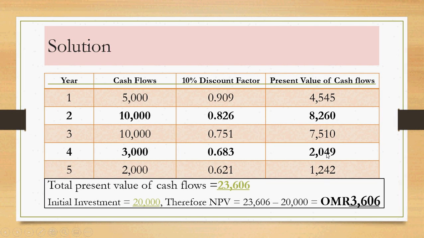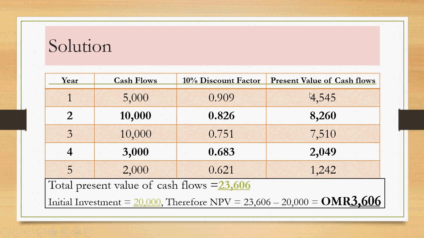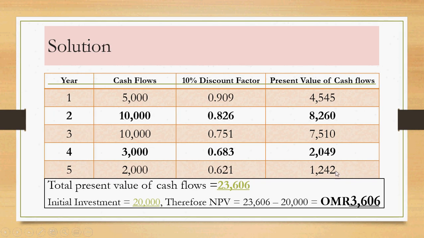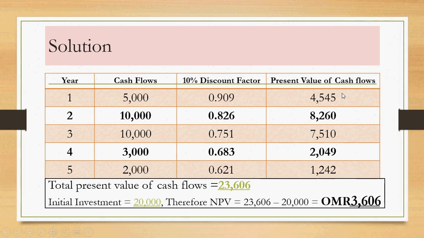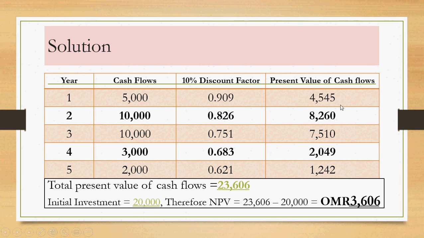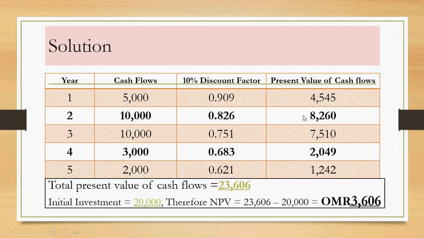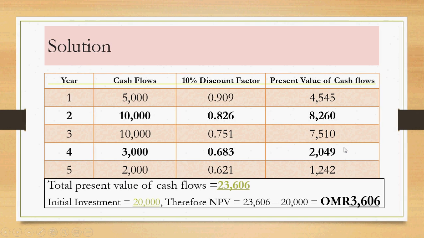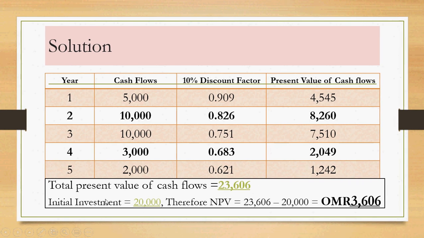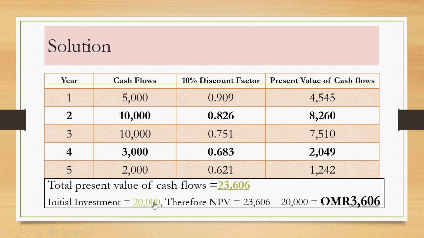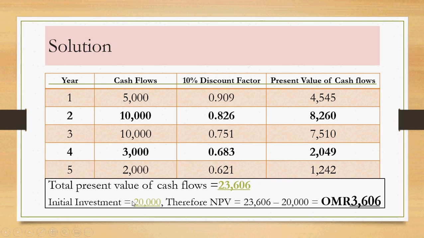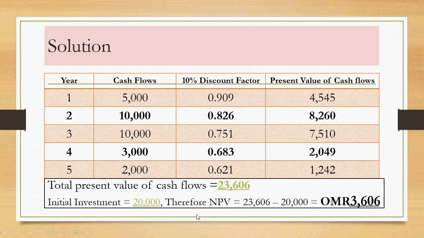8,260. Once we calculate present value of cash flows for all the years, the next step is to add the total of all the present value cash flows. Just find the total of present value of cash flows. So the total of present value of cash flows is equal to 23,606. Then initial investment is given in the question. Initial investment is the 0 period cash flow. So 0 period cash flow given in the question is 20,000.